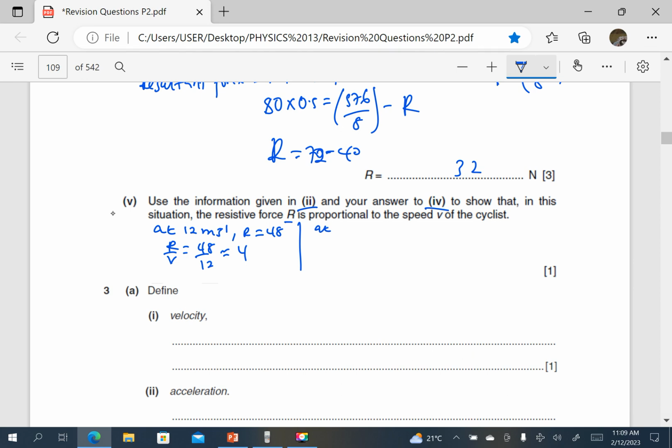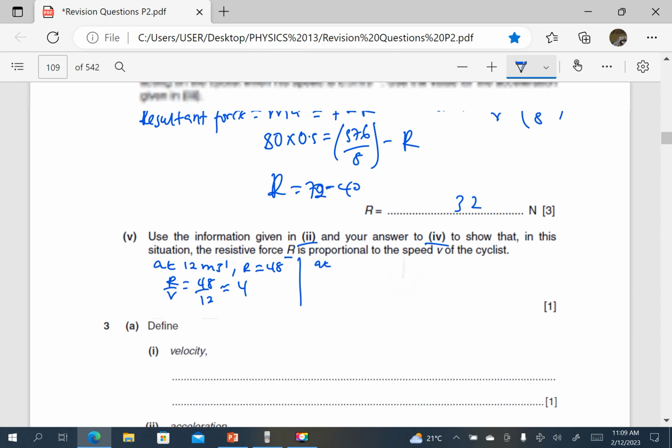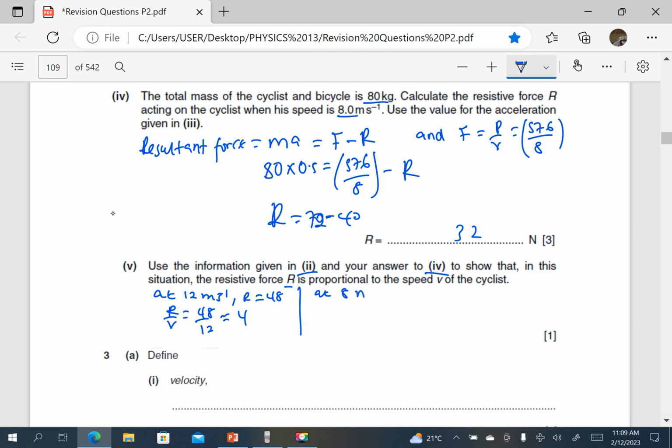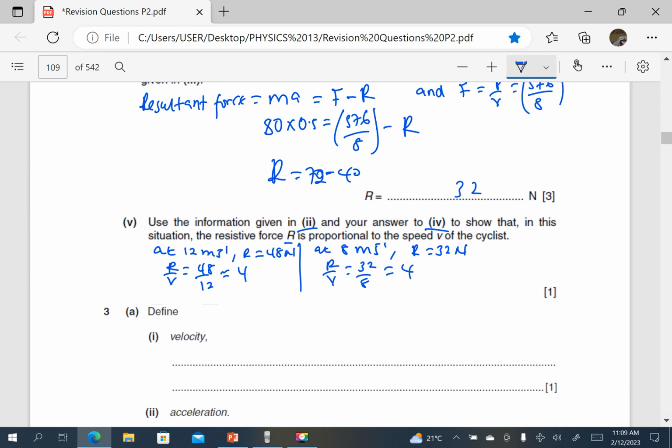Then at 8 meters per second, the drag force R is 32 newtons. Then here R over V is equal to 32 divided by 8, which is equal to 4. So since R over V is a constant, then R is directly proportional to V. As simple as that.